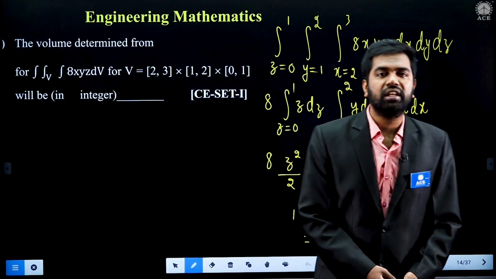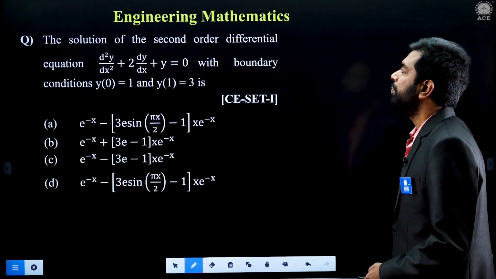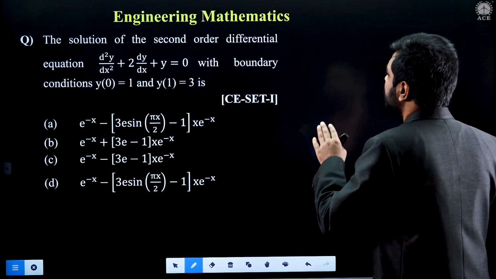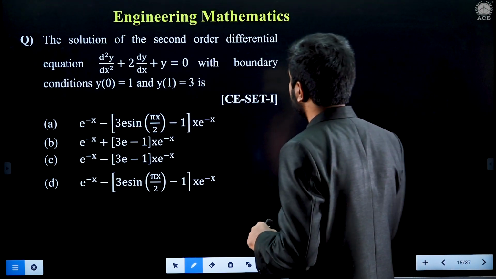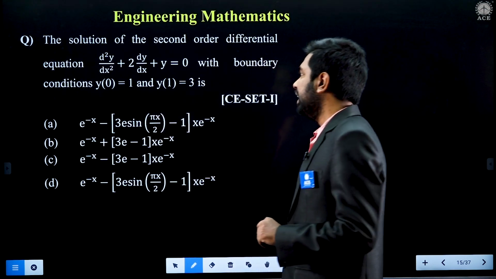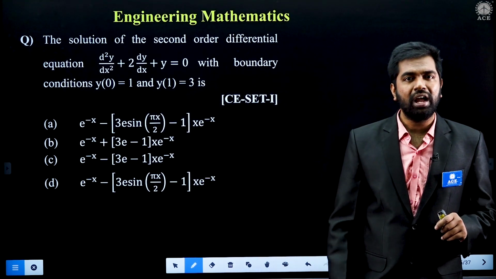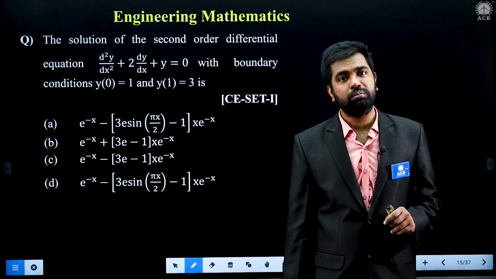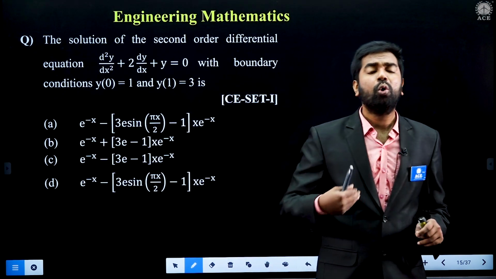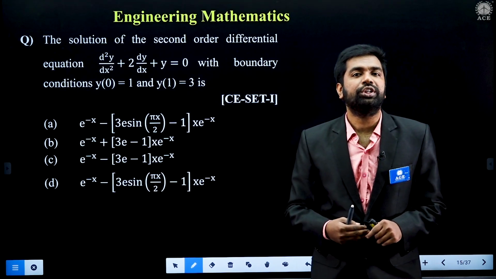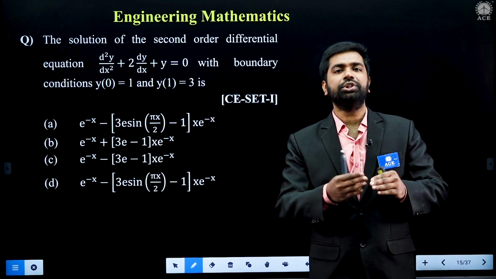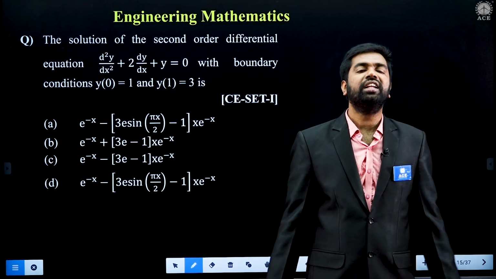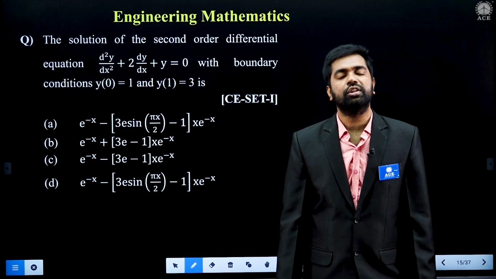Let's look at another question. The solution of the second order differential equation with boundary conditions is dash. The first observation is, I look at the differential equation. The right side you have 0. It's a homogeneous differential equation. Its complete solution is simply the complementary function. You need not find any particular integral in this problem.